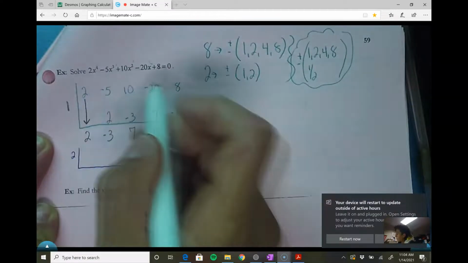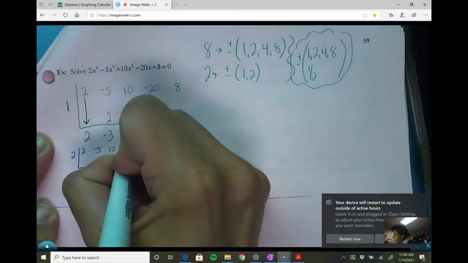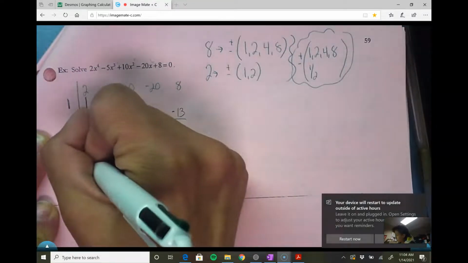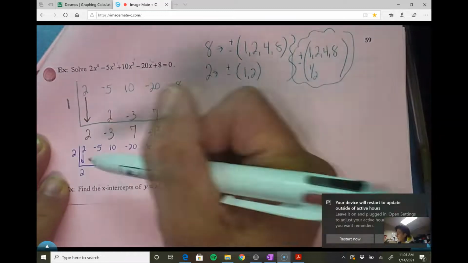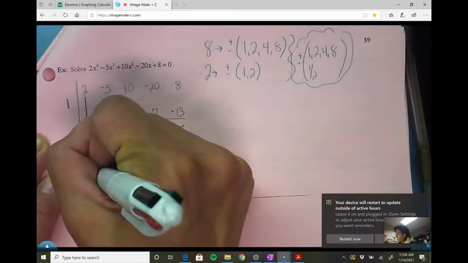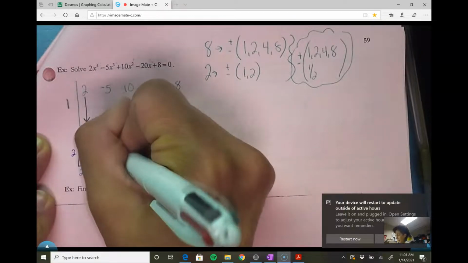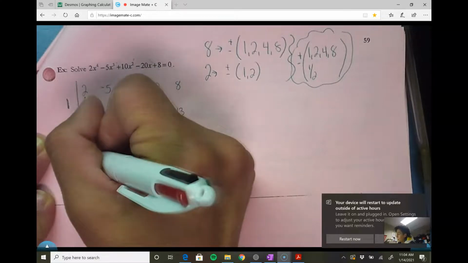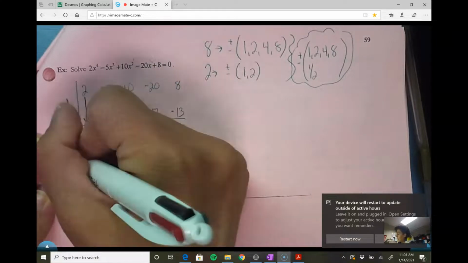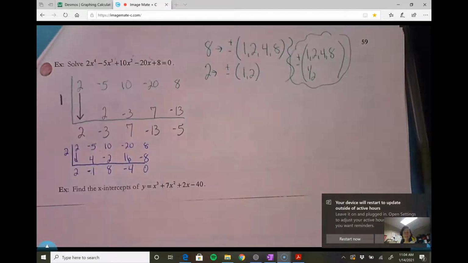And again, I'm just going to rewrite these numbers here. 2, negative 5, 10, negative 20, and 8. I'm going to start by bringing this number down, 2, and now I'm going to multiply. 2 times 2 is 4. And then I'm going to add this column up and get negative 1. And 2 times negative 1 is negative 2. I'm going to add this up and get 8. 2 times 8 is 16. Add this up and I get negative 4. And multiply those and I get negative 8. And as it turns out, I get 0.